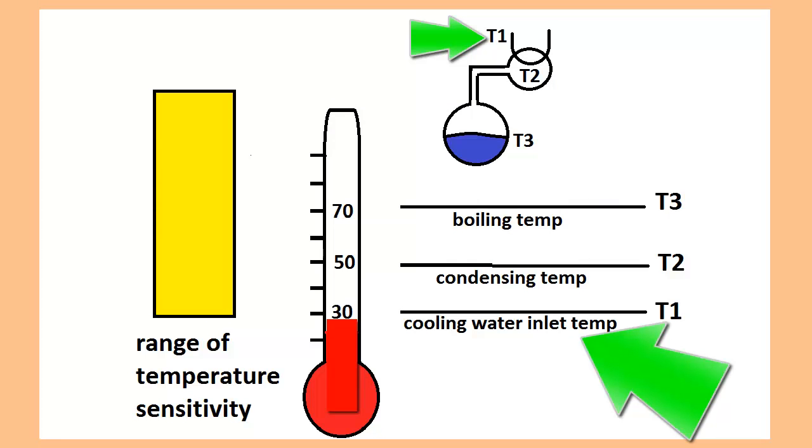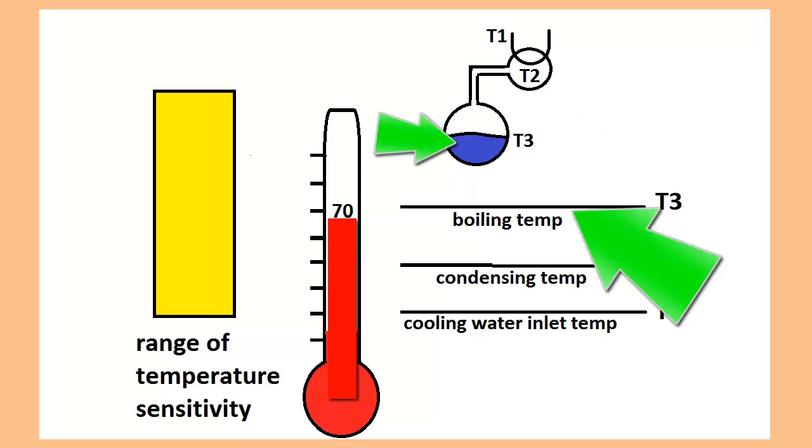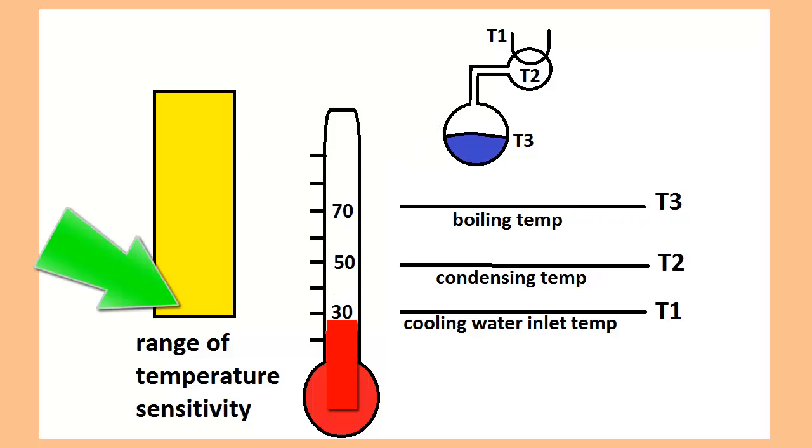With 30 C as the cooling water inlet temperature, the condensing temperature will be at least 45 to 50 degrees C, and the minimum boiling temperature somewhere around 70 C. But as we have noted, the temperature sensitivities can be as low as 30 C.